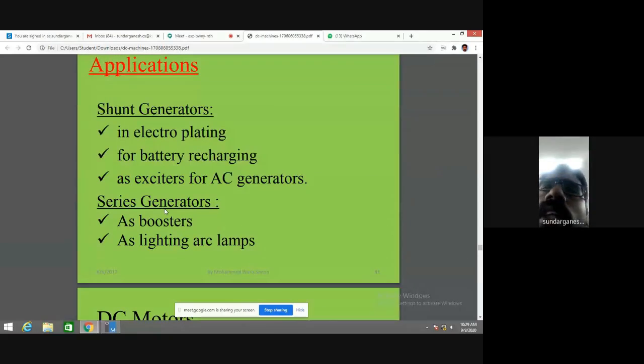Series generator means series connection. The field coil is in series with the armature, so stator and rotor are in series. That is known as a series generator. If the armature and field are in parallel connection, it is called a shunt generator.